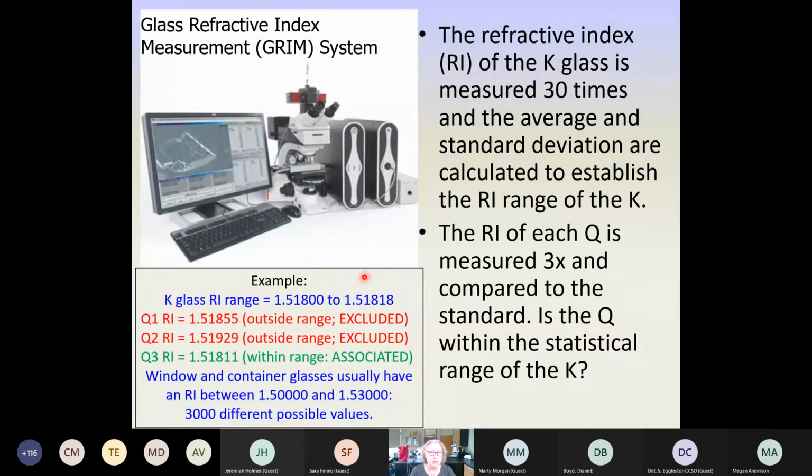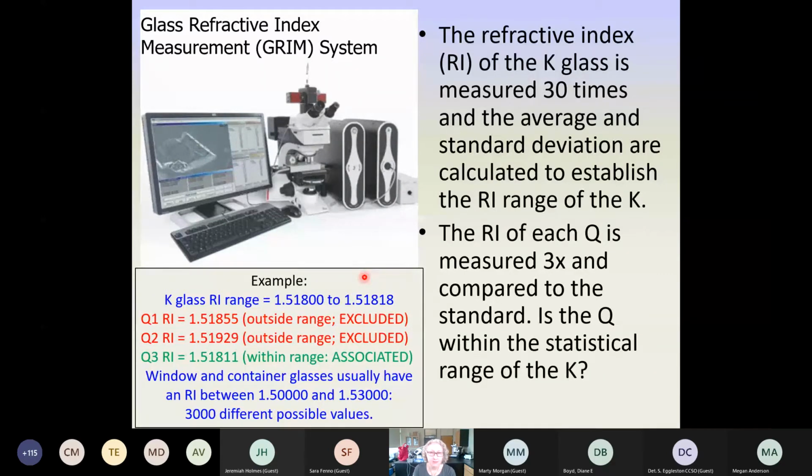Here's that photo of the GRIM system. You can see it's a microscope hooked to a computer, and we're measuring the optical qualities of our glasses. And again, this is a statistical method where we measure our known glass 30 times or sometimes more, but usually 30 is the minimum. And we use those 30 measurements to establish the range for the known glass.